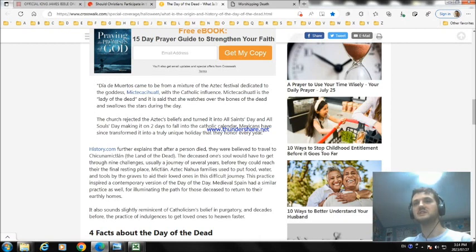The church rejected the Aztecs' beliefs and turned it into All Souls Day, making it two days that fall into the Catholic calendar. Mexicans have since transformed it into a truly unique holiday that honors the dead every year.